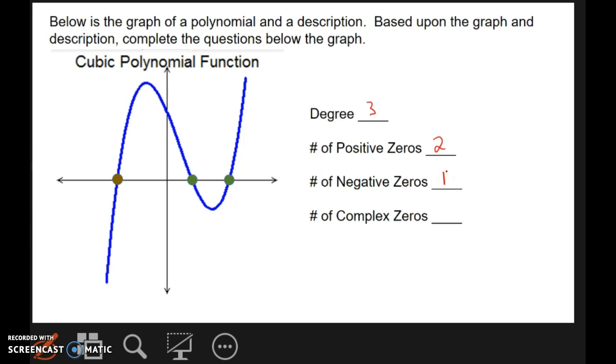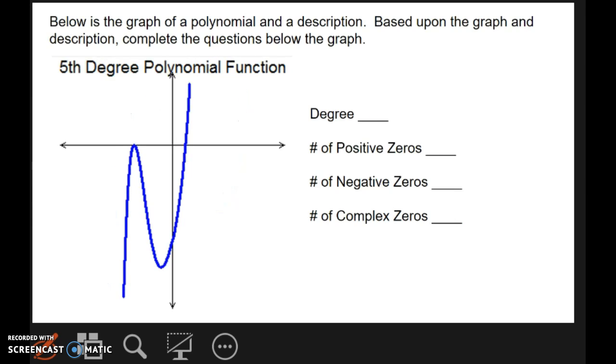And so together, positive zeros and negative zeros, they're real. I don't know exactly what number they are, but they're real numbers. There's 3 of those. Now, if my degree is 3, then I've taken care of all my roots. The complex numbers are effectively going to be the ones that are left over that we can't account for based on the graph. So there's 0 complex roots.